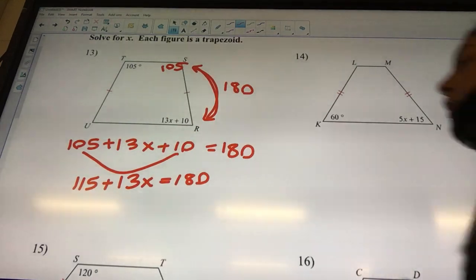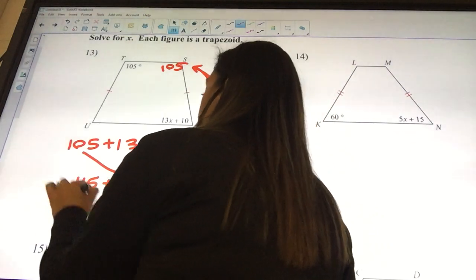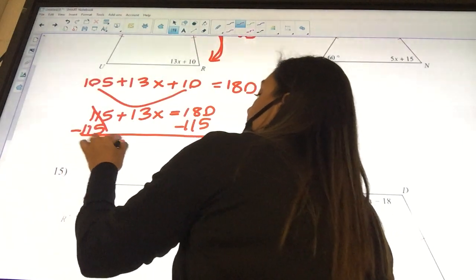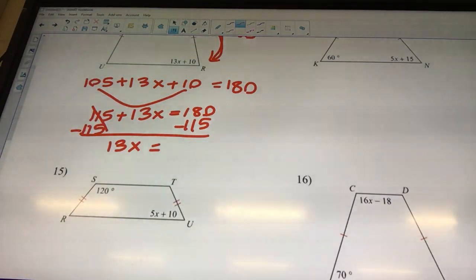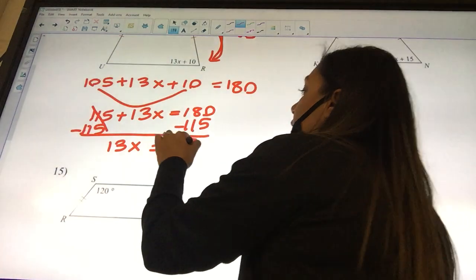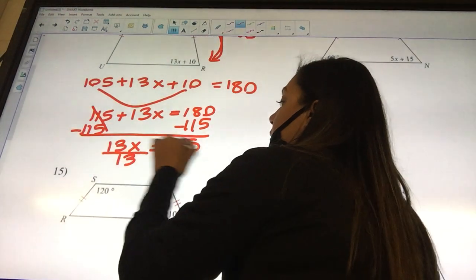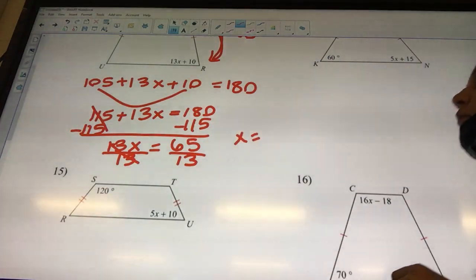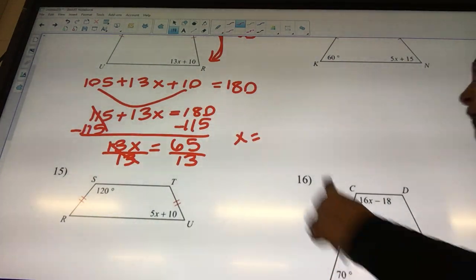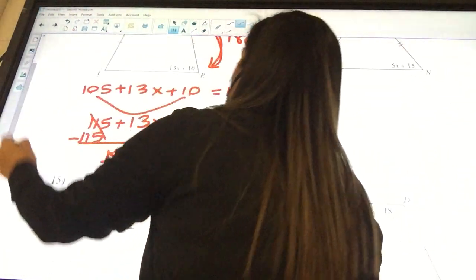Then I can subtract 115 from both sides. So I got 13x equals 180 minus 115, which is 65. And then what's my last step always? Divide. So you got x equals 5. And does it say find x or does it say find an angle? Solve for x. Perfect.